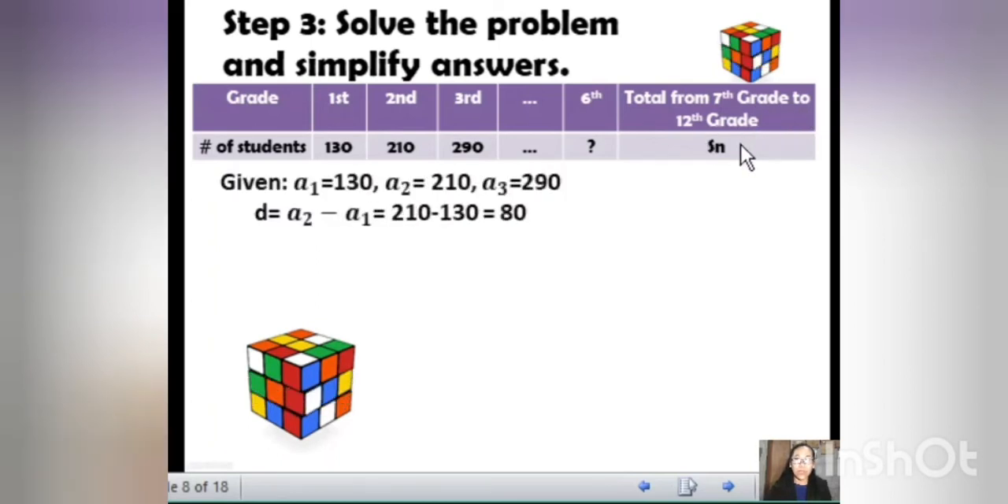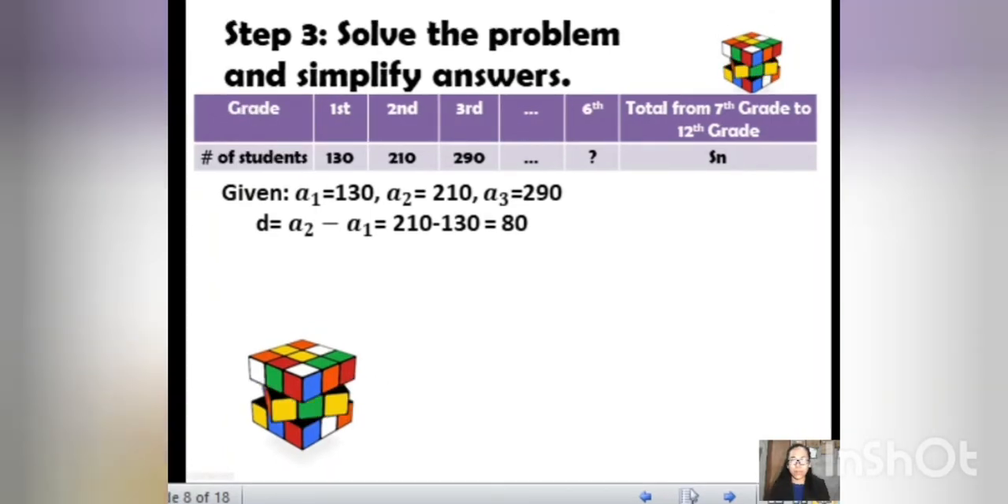Okay, so the given: a sub 1 is equal to 130, a sub 2 is equal to 210, a sub 3 is equal to 290, and then we will get the common difference so that we can use the formula in solving an arithmetic sequence. So d here is a sub 2 minus a sub 1. So a sub 2 is 210 minus a sub 1, which is 130. So 210 minus 130 is equal to 80.